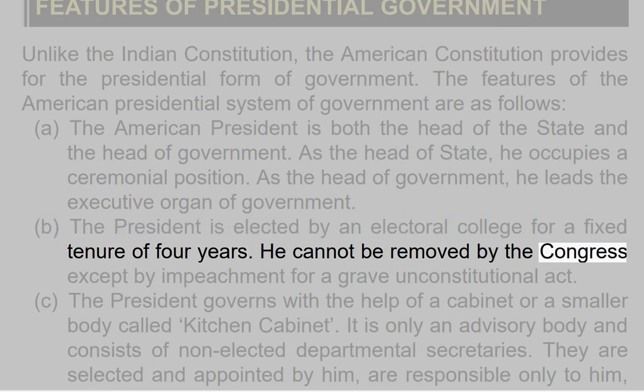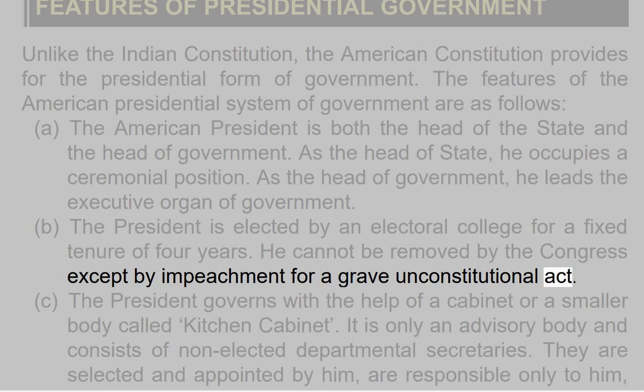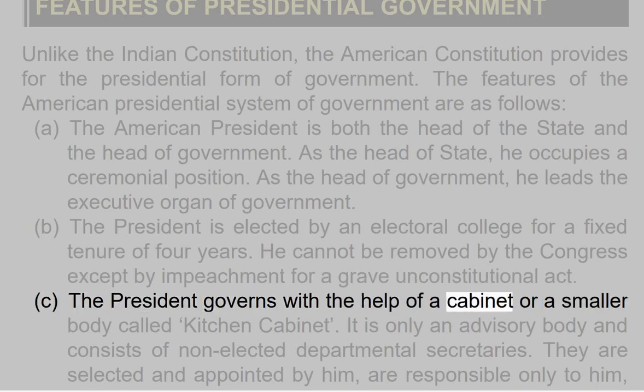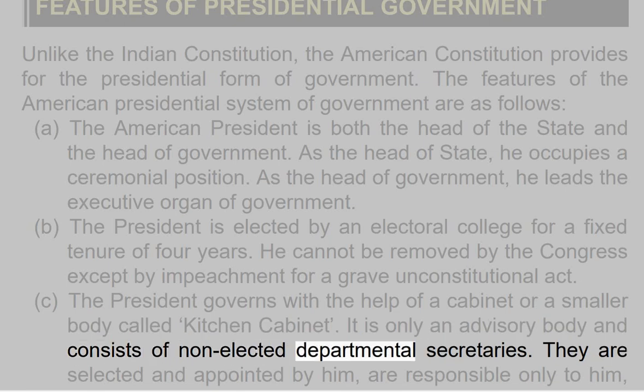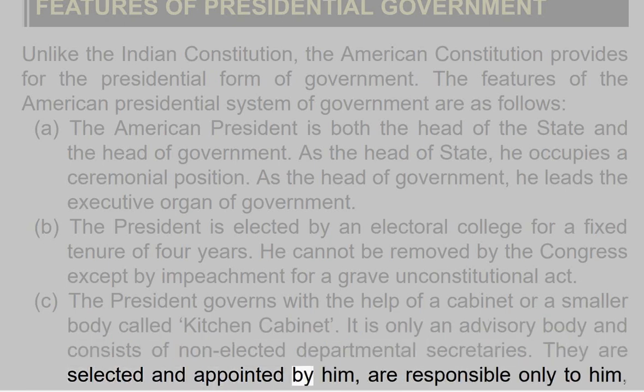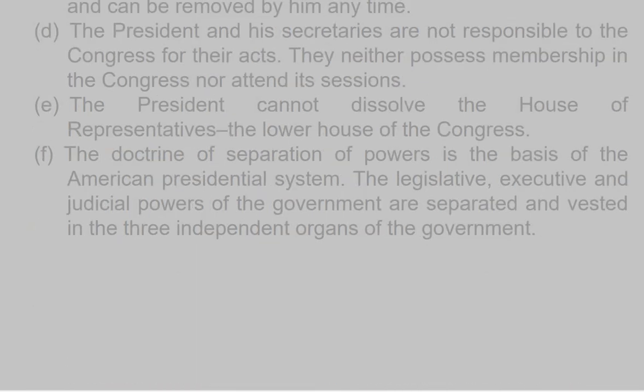He cannot be removed by the Congress except by impeachment for a grave unconstitutional act. C. The president governs with the help of a cabinet, or a smaller body called kitchen cabinet. It is only an advisory body and consists of non-elected departmental secretaries. They are selected and appointed by him, are responsible only to him, and can be removed by him any time.